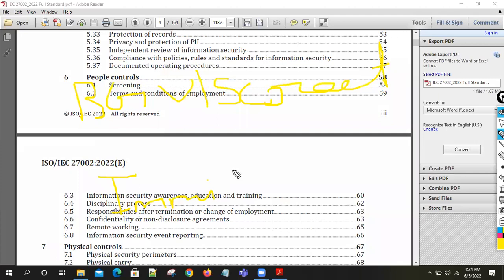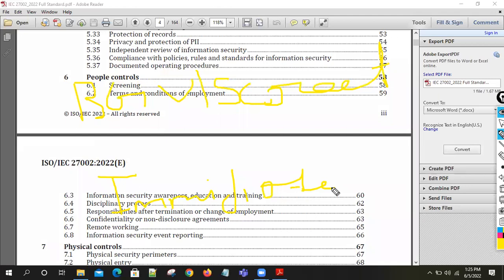But it may happen in the future also. Okay, it may happen in the future also. Then what you need to do, you need to have a proper solution for that. So how would this proper solution come? You are going to frame a policy and process.